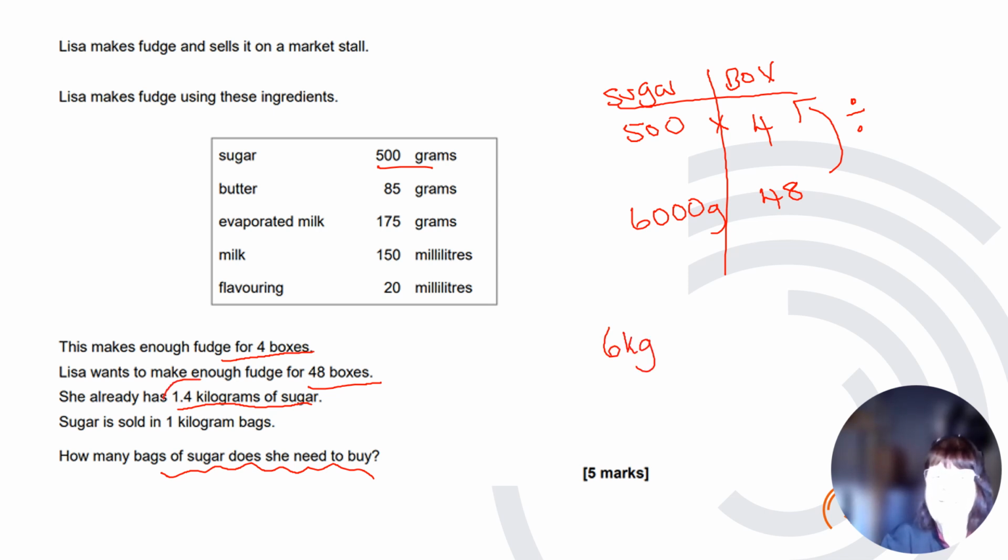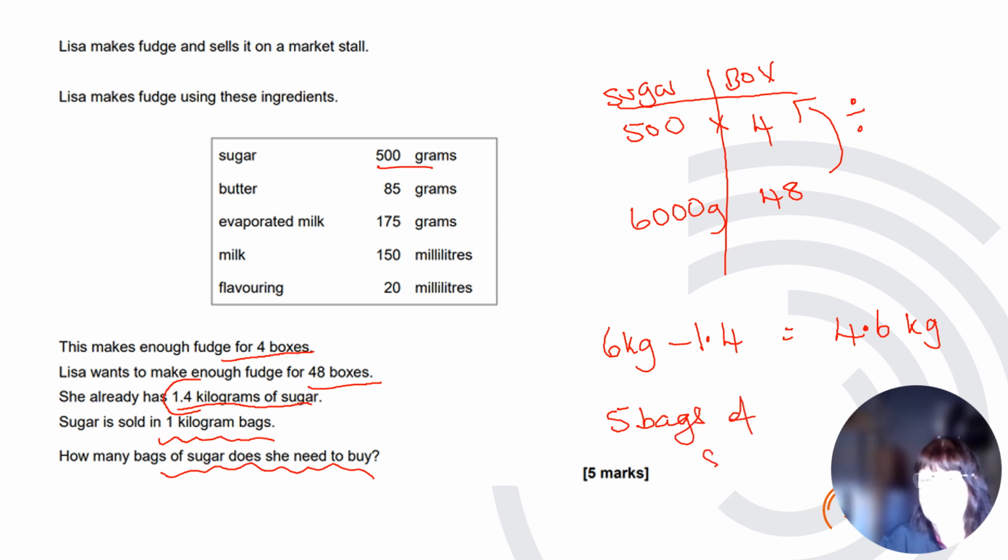We already have 1.4. So if we take away the 1.4 that we have, she needs 4.6 kilograms of sugar. Now, because sugar is sold in 1 kilogram bags, we will need to buy 5 bags of sugar. So 5 bags of sugar is what we need. Okay?